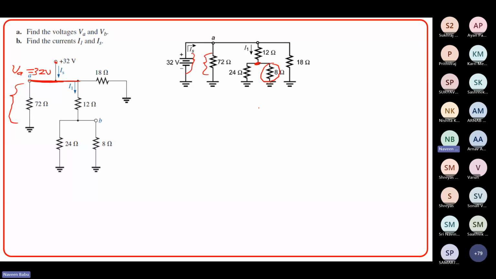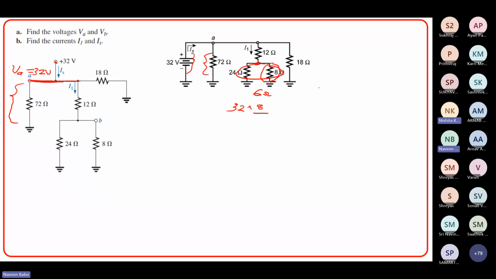So this resistor is 8 ohms. So it is source voltage 32 multiplied by 8 divided by this combination. Yeah, we cannot put this combination, right? So you have to find the equivalent resistor between 24 and 8, and then you have to find out the 12. So 24 parallel 8. What is 24 parallel 8? The equivalent value is 6. Okay, so this is 12. This equivalent is 6 ohms.